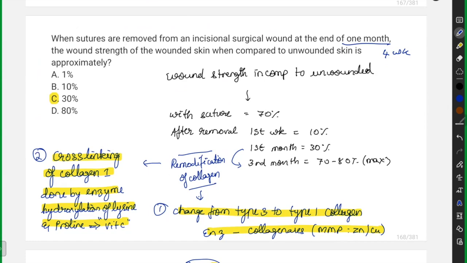Similarly, for metalloproteinases to act, there should be lysine and proline so that there is going to be cross linking. For that vitamin C is needed. So that is why after a fracture they will give you a vitamin C tablet also.